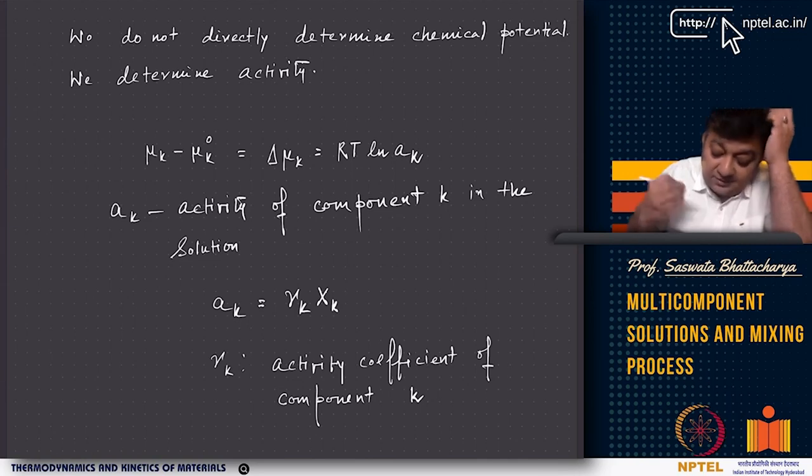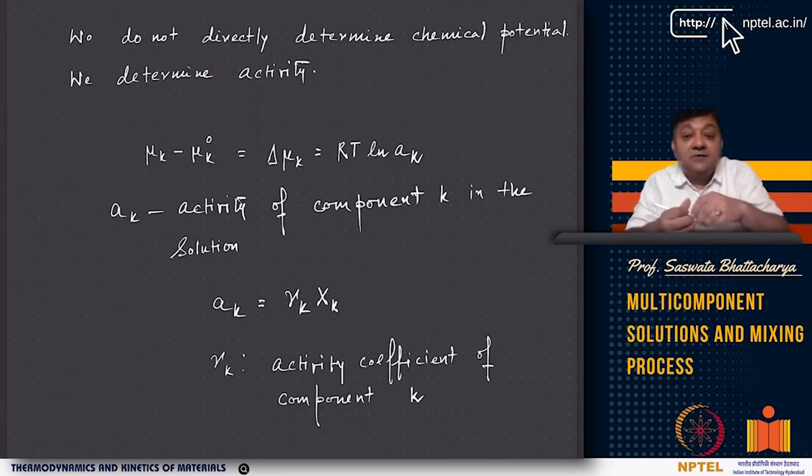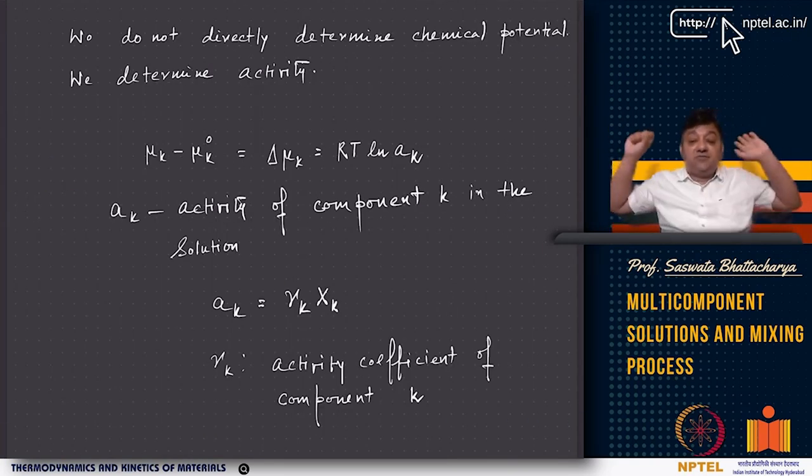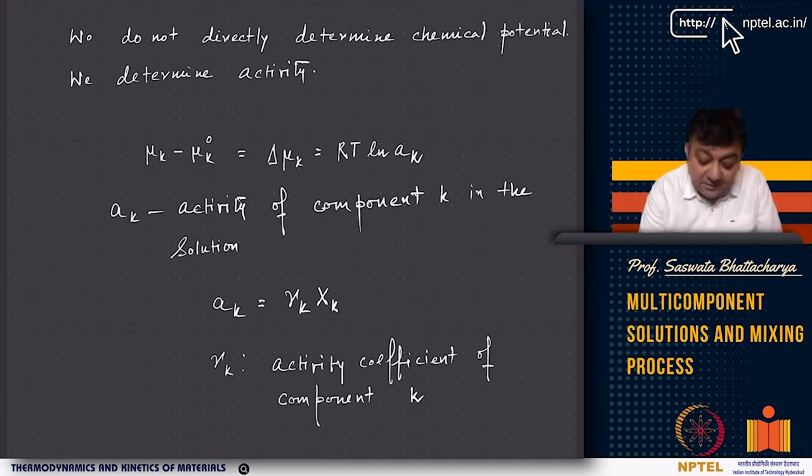So one thing you have to understand is that we define something called activity. Instead of the mole fraction of components in the solution, we define the activity of component k in solution. We generally never determine the chemical potential of components in a solution. We generally determine activity. So, activity of components in a solution should be related to the chemical potential. But remember, experimentally, we determine activity. We do not determine chemical potential.